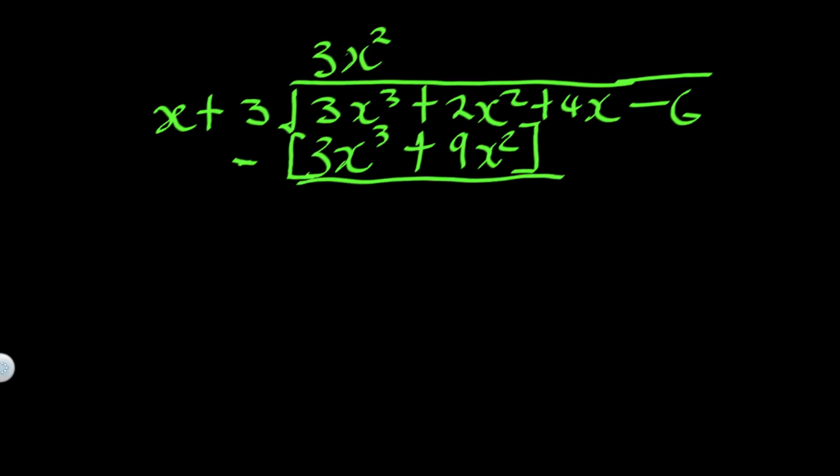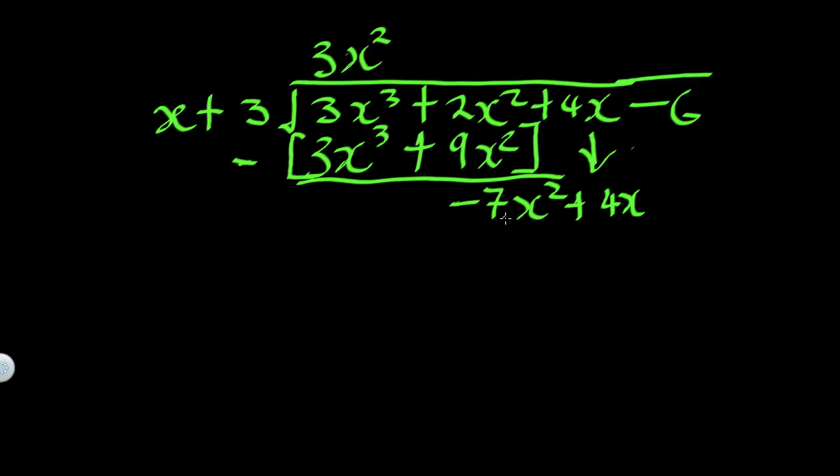Every time we subtract, these terms to the left always fall away. So 3x cubed minus 3x cubed, it's 0. They go. 2x squared minus 9x squared, we get minus 7x squared. Once you do your subtraction, the next thing is dropping. So we're dropping a plus 4x. After dropping, we iterate. We go back to the division.